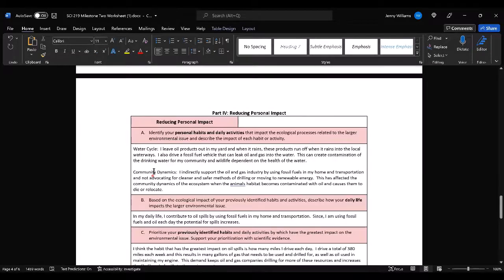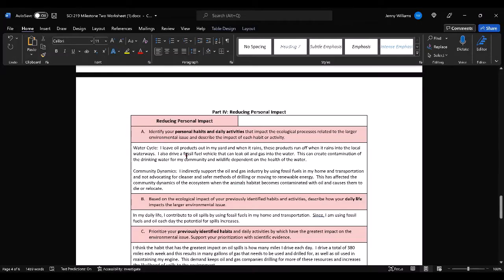So I say, okay, well, you know what? I leave oil products out in my yard, and when it rains, these products run off into the local waterways. I also drive a fossil fuel vehicle that can leak oil and gas into the water. I could have talked about my water usage as well. And then as far as community dynamics, I talk about how I indirectly support the oil and gas industry by using fossil fuels in my home and transportation and not advocating for cleaner and safer methods of drilling.